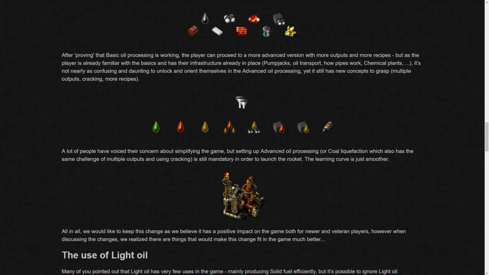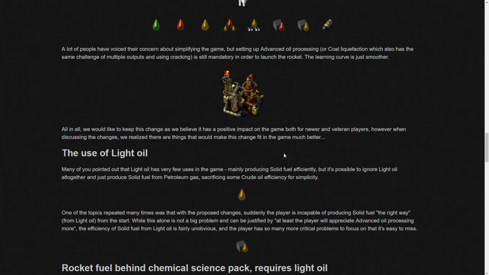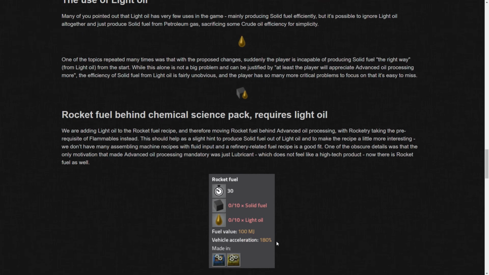So the use of light oil. Not many things use light oil in this game. The biggest one is solid fuel because it's the most efficient. But it's possible to produce solid fuel from heavy and from petroleum. So you can completely ignore light oil. So what they're doing to address that is they're adding light oil to the recipe for rocket fuel. Right. To kind of give you the hint that you should be using light oil to make solid fuel for rocket fuel.